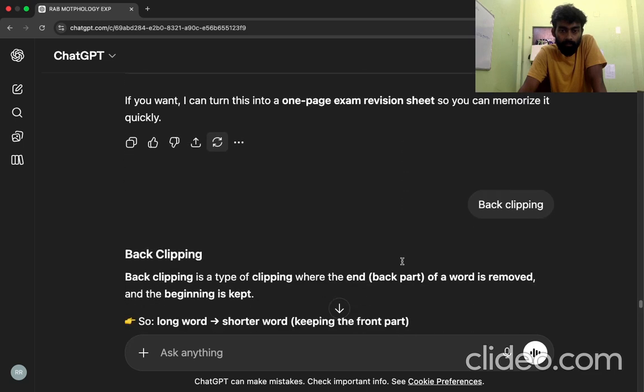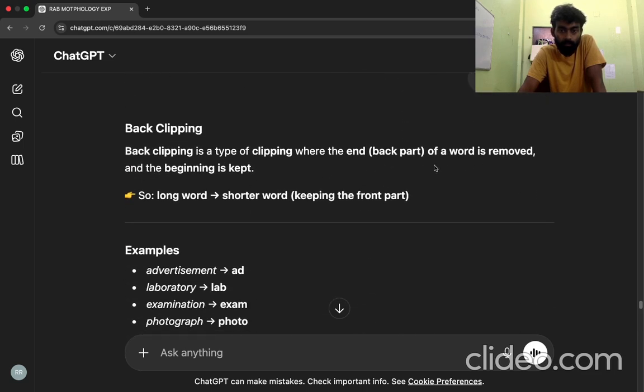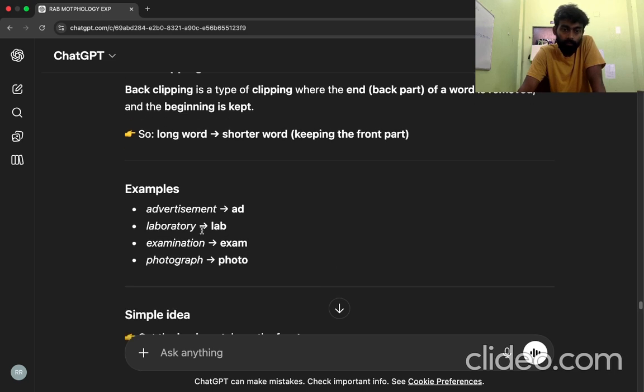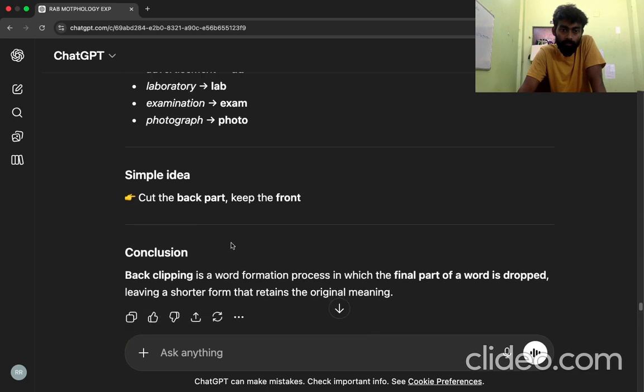Back clipping is a type of clipping where the end part of a word is removed, and the beginning is kept. So, long word, shorter word, keeping the front part. Examples: advertisement, ad; laboratory, lab; examination, exam; photograph, photo. Simple idea: cut the back part, keep the front.